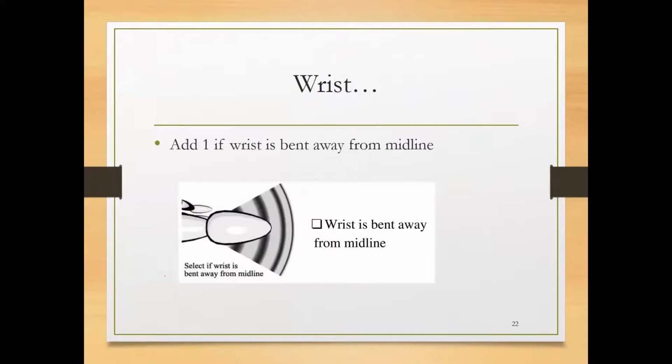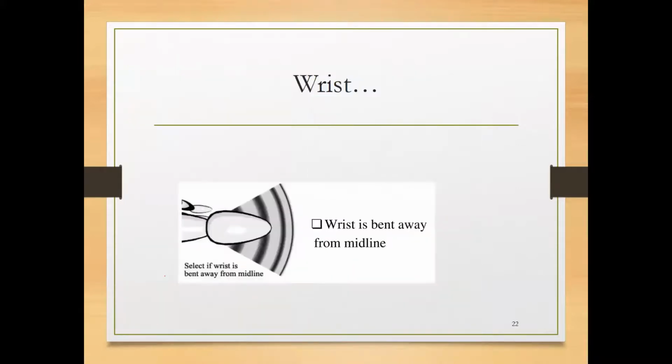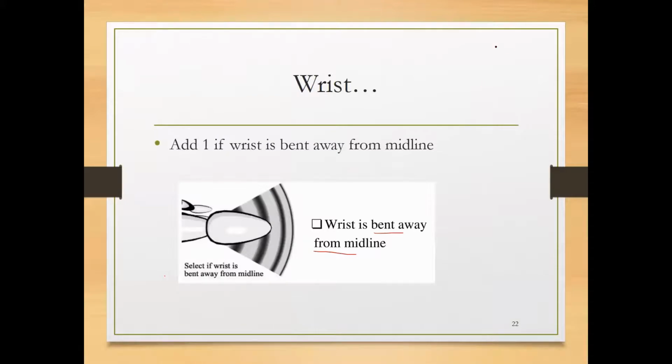And if the wrist is bending away from the midline as well, that was the bending in a different plane. This figure is showing the bending in up and down direction, flexion and extension, but this is away from the midline. So in this case, you will add 1. So for wrist, we can have a maximum score of 3 from here and 1 from here. So maximum score can be 4.